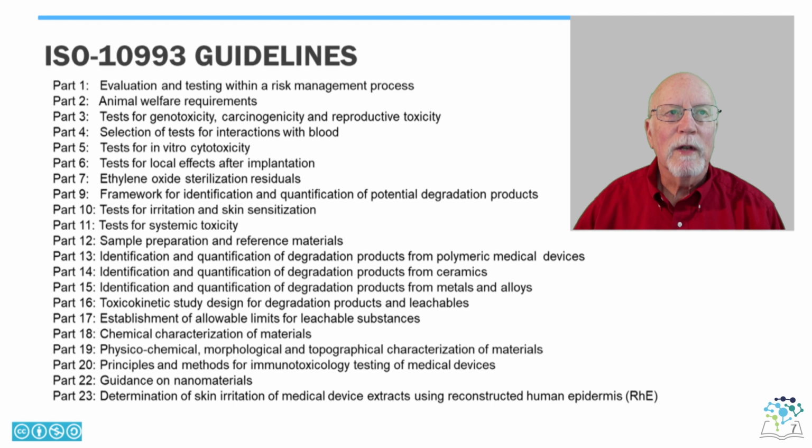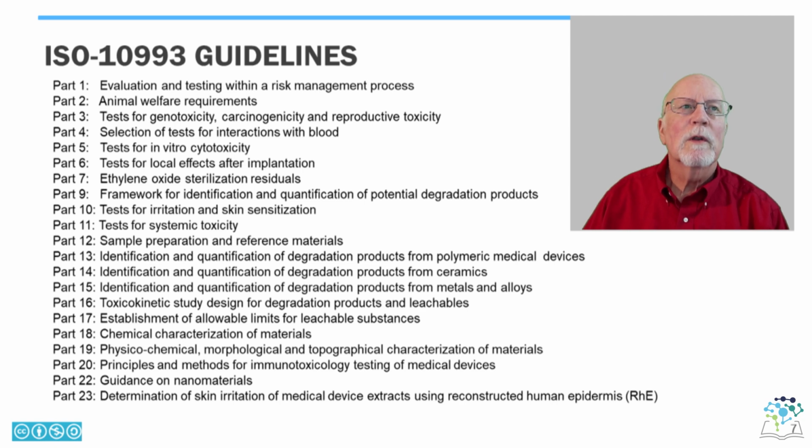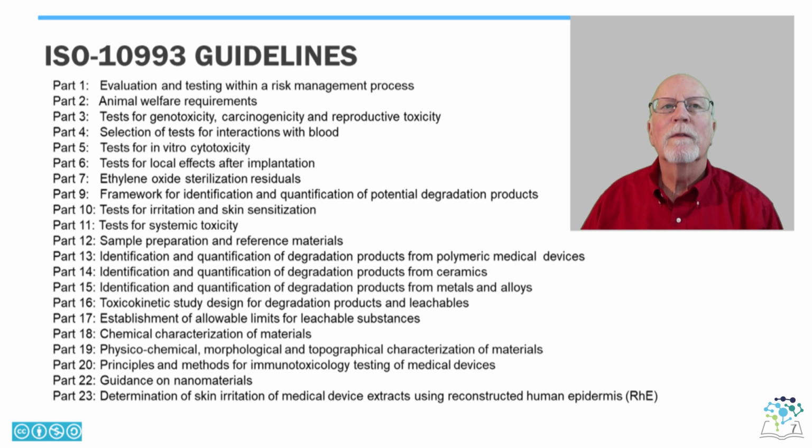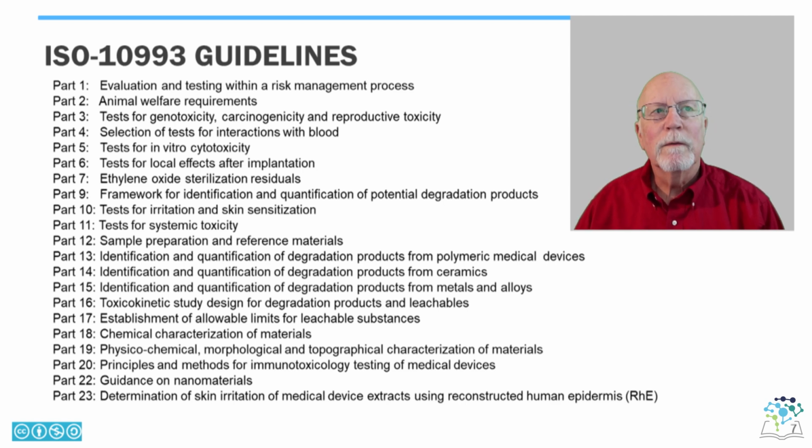ISO 10993 standards guide the biological evaluation of medical devices over a risk management approach. This guideline contains over 20 parts. Part 1 is a guidance to overall risk management. Part 2 describes the overarching animal welfare requirements of the testing processes. The remaining parts will focus on the individual endpoints and also provide specific details as to how to perform the tests.